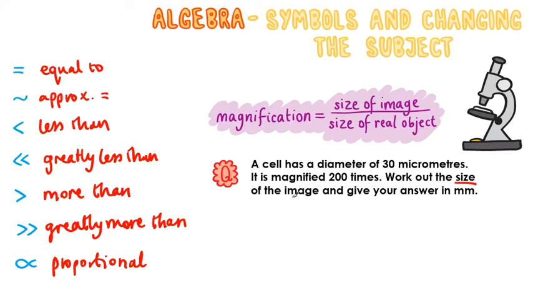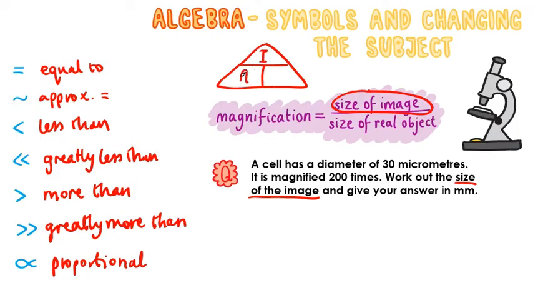So let's isolate what we're working out. Size of the image, which is this one. Now, it's not the subject. The subject is whatever is on its own, followed normally by an equal sign. We want this to be the subject. So, if you remember your triangle, we can do it this way. I am is how we remember it. And the image is at the top, which is the I.